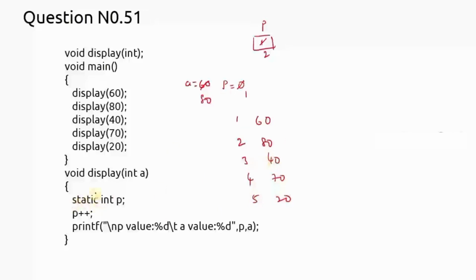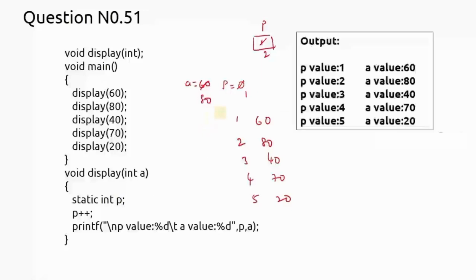If you don't write static here, and if you initialize something like 0 here, the output will differ. Anyway, that also we will see in the next questions. So now the output of this program will be like this.